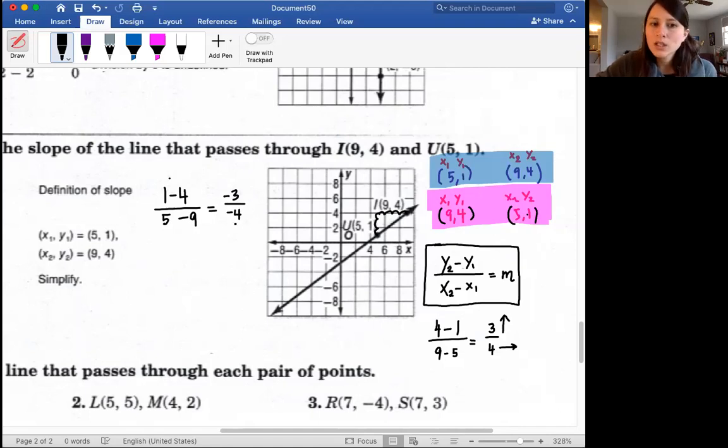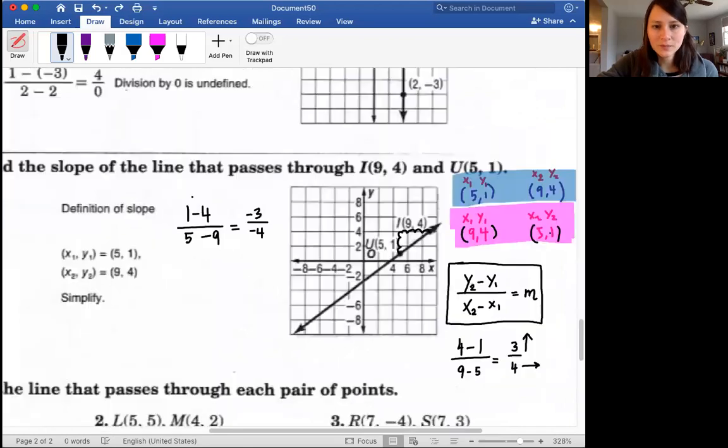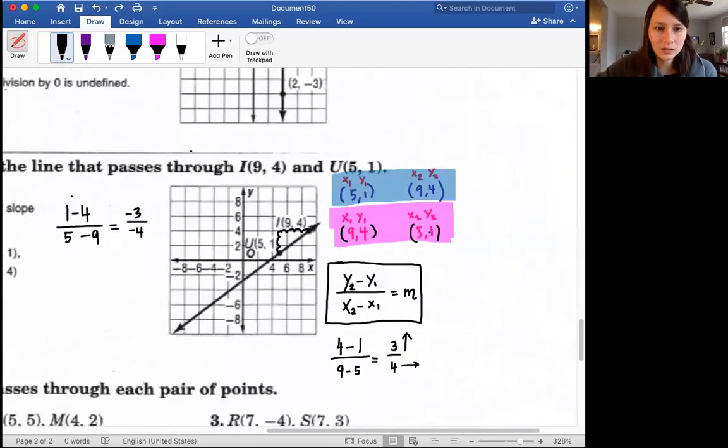But if I really wanted to use my negatives to make sense of my graph, then what I have here is it's going down 3, and then to the left 4. It's going down 3 and to the left 4 because it's negative, so it's going down. It's negative here on the run, so it's going to the left. So let's imagine I'm going to follow this pattern, going down 3. 1, 2, 3. And then to the left 4. 1, 2, 3, 4.